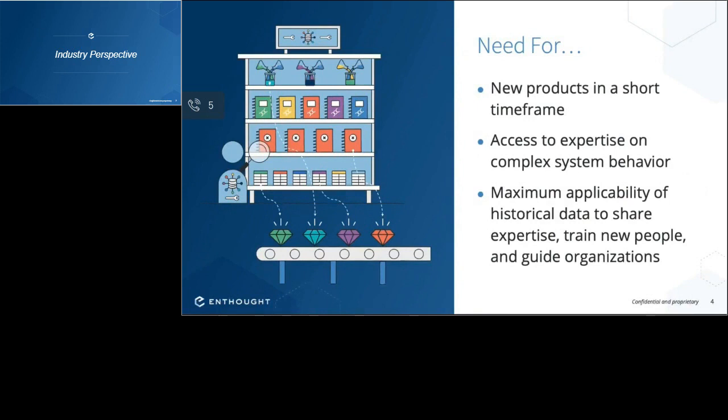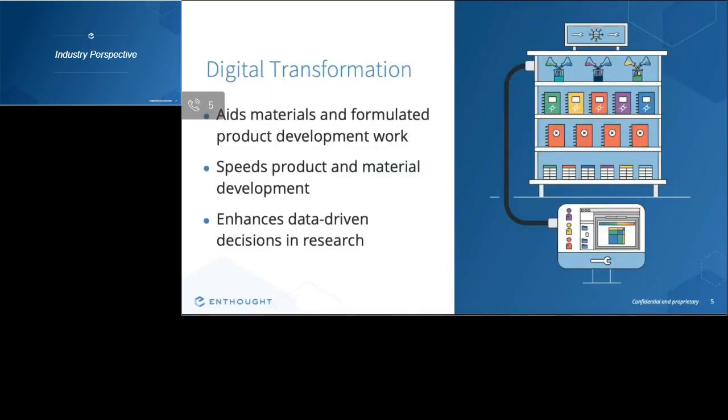And so as a result of this, companies are really under pressure to maximize the applicability of historical data that they have, to broadly share some of the expertise that's out there, and to really provide guidance to the new people that come into play. And so what we're going to be talking about today is the topic of really using machine learning to aid in these kinds of reformulation and development efforts. And they'll be giving you some specific case studies and really talking to you about how digital transformation can aid in the materials and formulated development work in the product space.